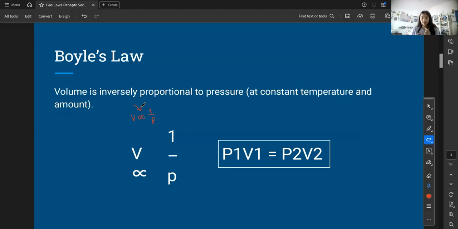And while this is good for looking at it in theory, in practice, we can derive this equation. So since volume is inversely proportional to pressure, we can say that volume is equal to a constant times 1 over P. So from that, we get initial pressure times initial volume is equal to final pressure times final volume. This is because they are in a constant ratio.